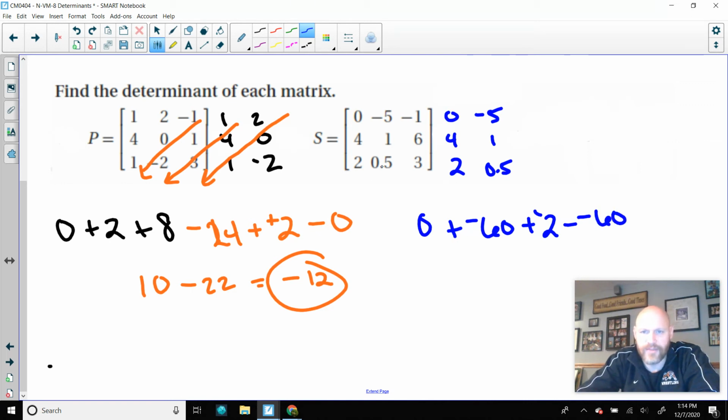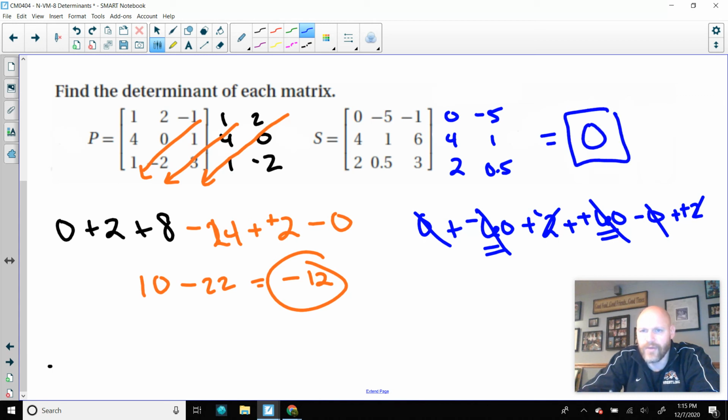0 times 6 times 0.5 is 0, so we're going to subtract 0. And negative 1 times 2 is going to be a negative 2, so we're going to subtract that negative 2. Now, conveniently, when you subtract a negative, you're really adding a positive. So if I have a positive 60 here and a negative 60 here, they cancel out. The zeros are obviously nothing. If I add a positive 2 over here, I have a positive 2 and a negative 2. They cancel out, and this whole thing ends up being the number 0. Convenient.